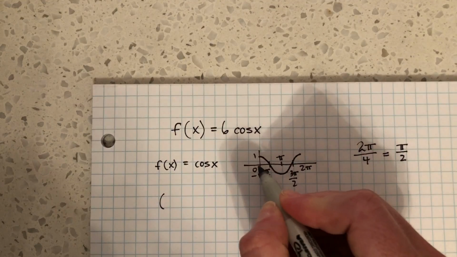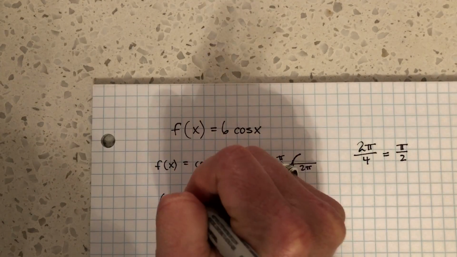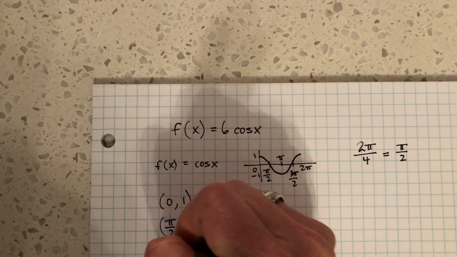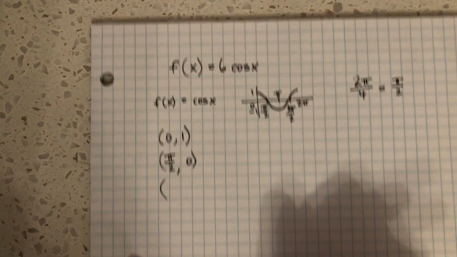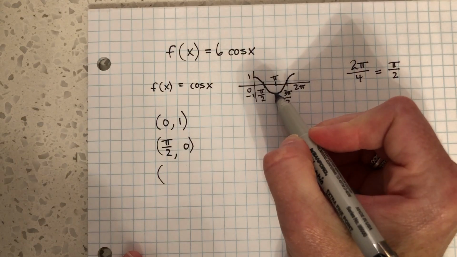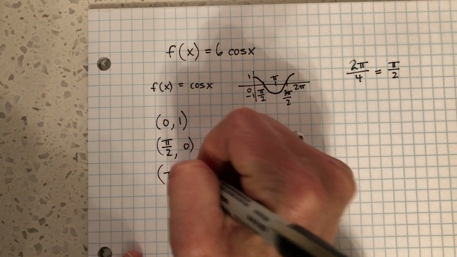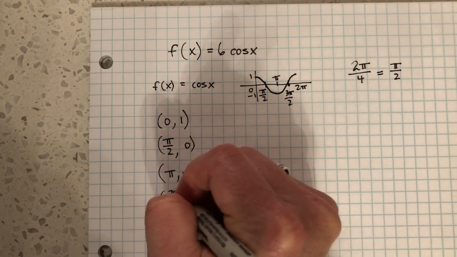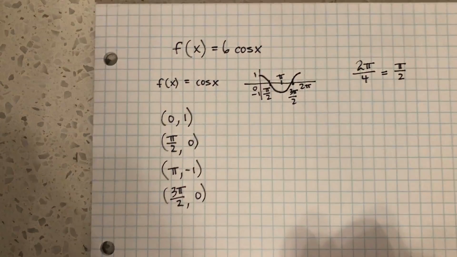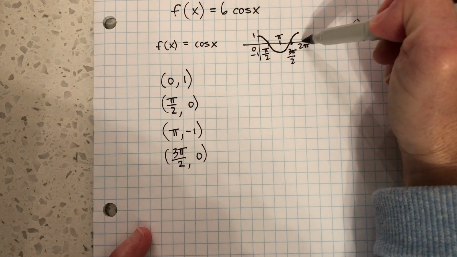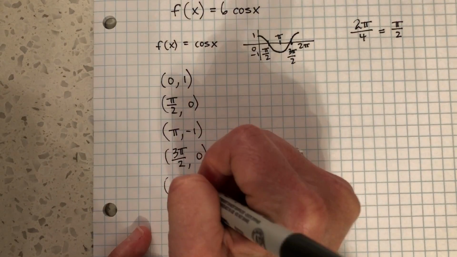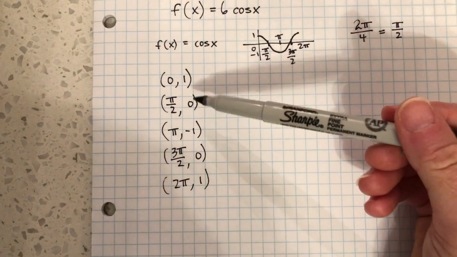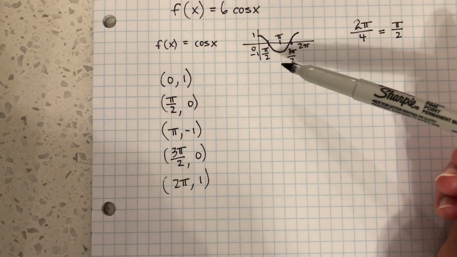Okay, so it started at 0, 1 was the first key point, and then it goes to pi over 2, 0. All right, and then it goes to pi, -1. Then it goes to 3 pi over 2, 0. All right, and then it ends at 2 pi and it's back up at 1 because now the outputs are going to start to repeat and the cycle starts all over again. So these are the 5 key points that live on the graph of y equals cosine x.